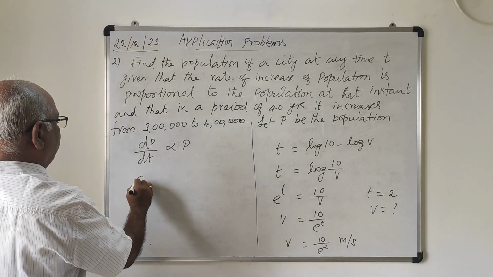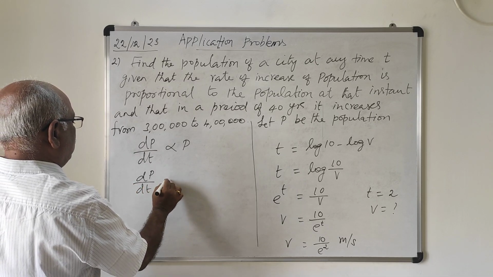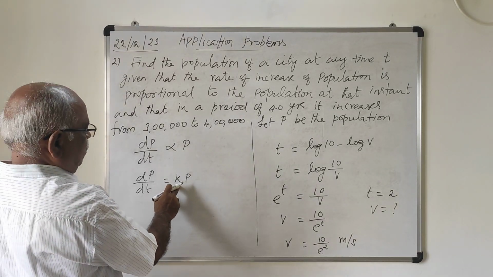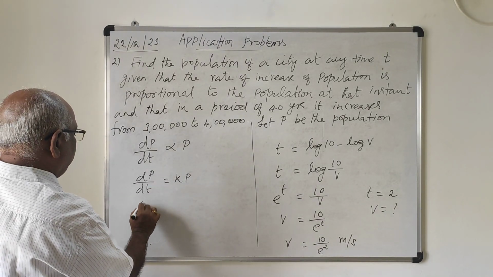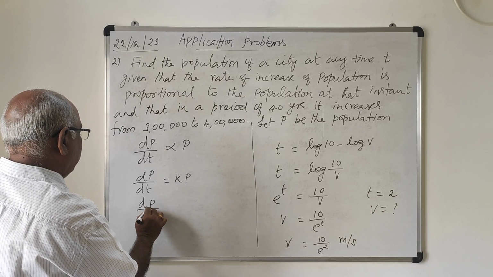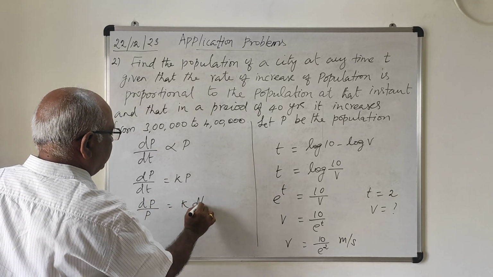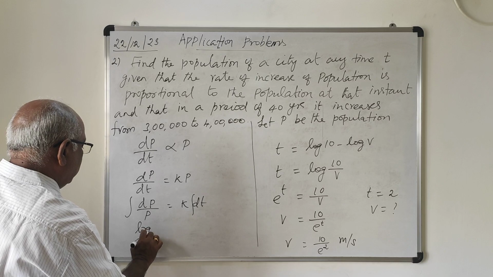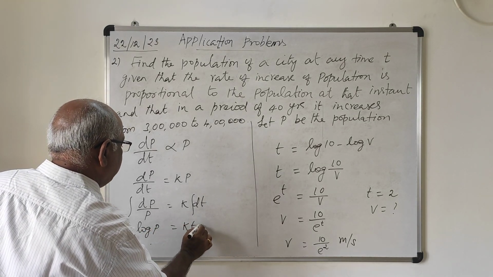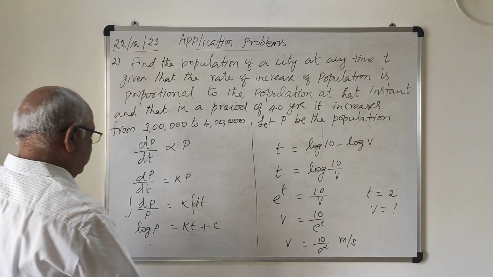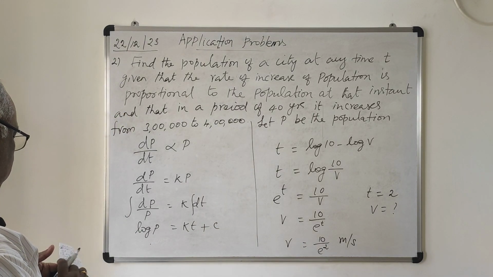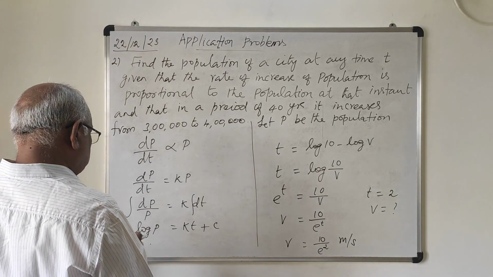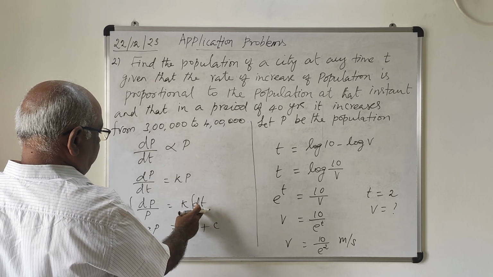That is, dp by dt equals k times p, where k is the constant of proportionality. Now, from this, dp by p equals k dt. Integrating both sides, log p equals kt plus c, because the integral of dt is t.